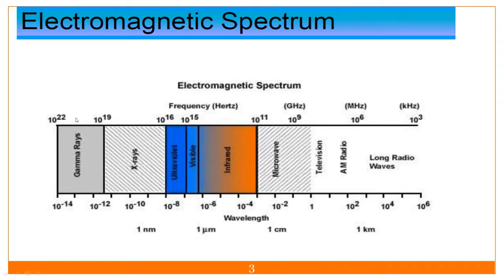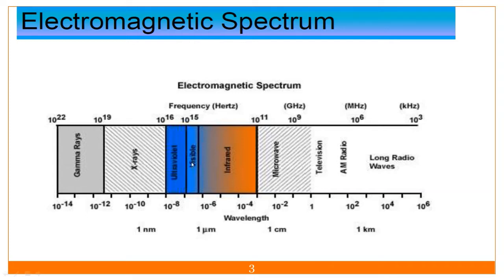Gamma rays have the maximum frequency, from 10 raised to 19 to 10 raised to 22. Then X-rays, from 10 raised to 16 to 10 raised to 19; in between you will find X-rays. Can you tell me where we are using X-rays? The comment box is open to you. Comment on the different kinds of uses of X-rays.